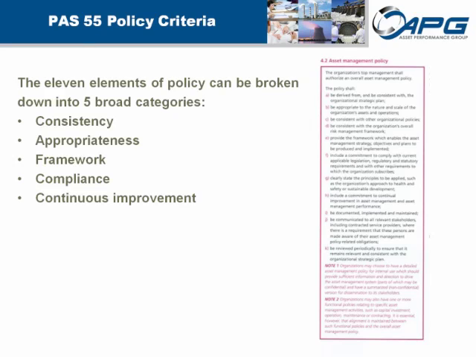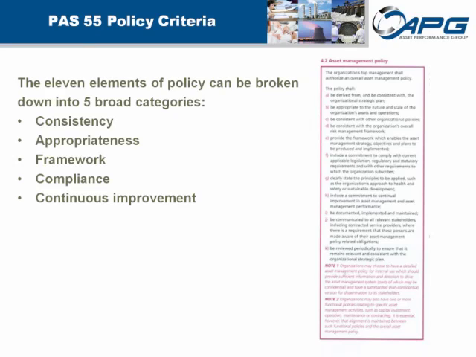PAS-55, the policy criteria. There are 11 elements, I call them, of the policy. They're on the right-hand side of the screen there. You see 4.2, asset management policy. There's 11 elements, 11 points, A to K, and 2 notes. Now we're going to go into these in immense detail, and I'll show you examples of each of these policies.